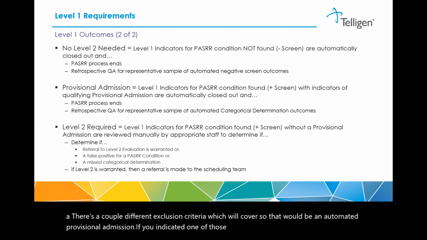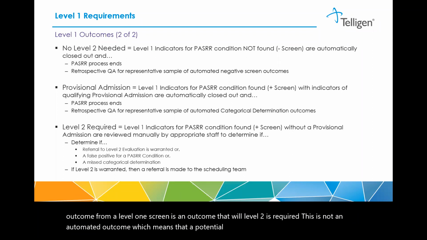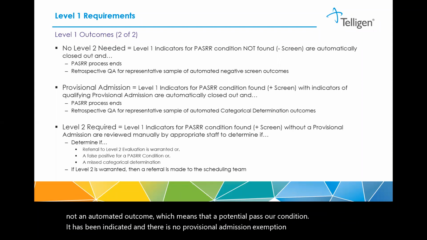And then finally, the third outcome from a level one screen is an outcome that a level two is required. This is not an automated outcome, which means that a potential PASRR condition has been indicated and there is no provisional admission exemption applying at this point in time.